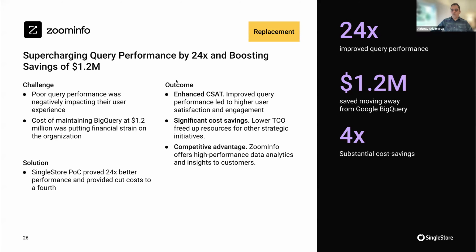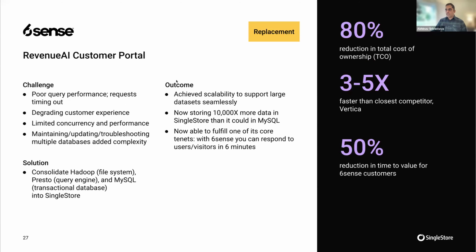I want to take one more example. Now, this one is 6sense. Of course, we augmented, we replaced in this example, but what's most interesting is that this is a replacement of a broader solution set. So this is a replacement of what you might consider components of a lakehouse, which included a Hadoop file system. It included MySQL, a transactional database, and Presto, a query engine.